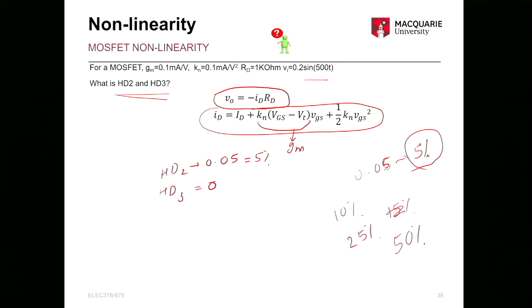So half Kn VGS square, VGS is 0.2. And when you square, it will be 0.04, like an extra 0 there, right? So you ignored the big I, the DC side was ignored. So you can put the big ID as well, but when you look at the signal, just through the capacitor, the DC part is blocked.